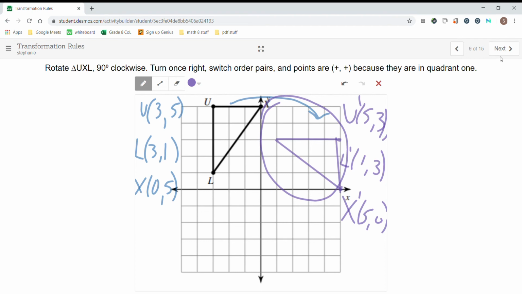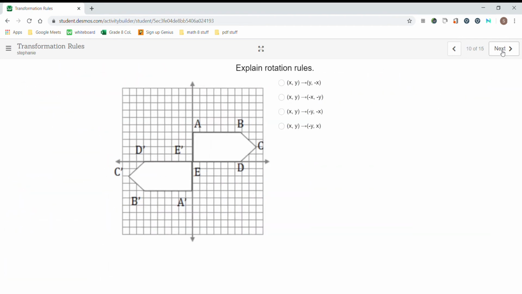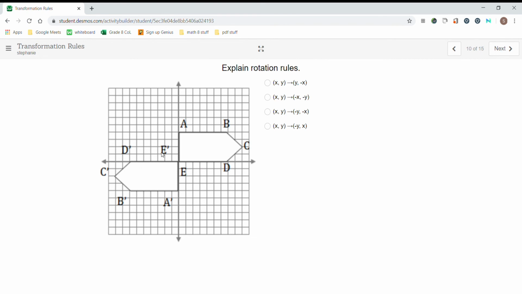So let's take a look at that on this next one. All right, so I'm going to pick a point. We started with A, B, C, D, E. We're now looking at A prime, B prime, C prime, D prime, E prime. Yes, I know it's annoying to say all the primes, but you got to. So let's look at C. So C was at, we're going to count over 1, 2, 3, 4, 5, 6, 7, 8, 9. 9 and up 2. So 9, 2 is where C is right now.